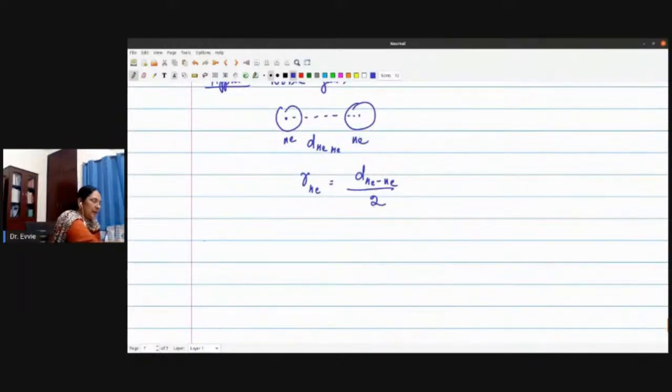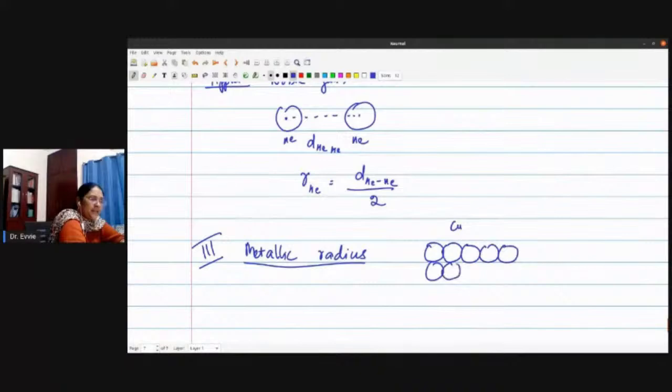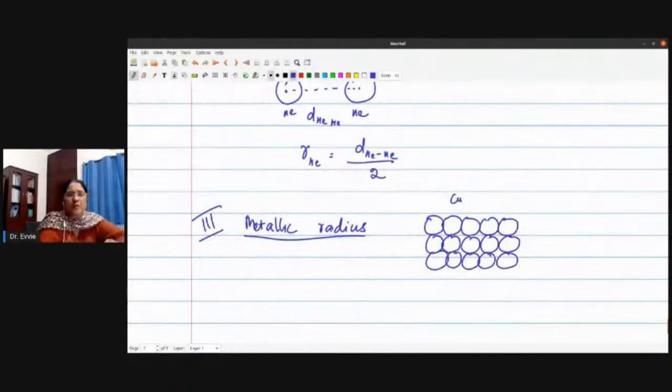That is your metallic radius. The third one is your metallic radius. So what is metallic radius? Let us take iron or copper. If I take a copper wire, it will have copper atoms like this, in three dimensions, it will have all the copper atoms. Fine. So this bond between these atoms in a metal is called the metallic bond. So how are they coming closer to each other?